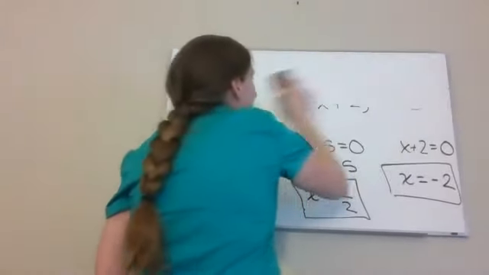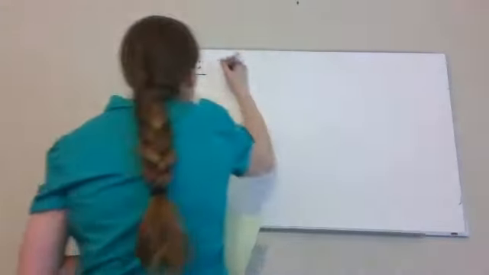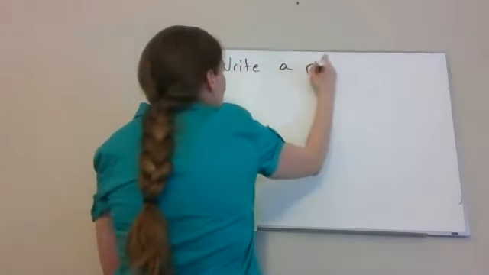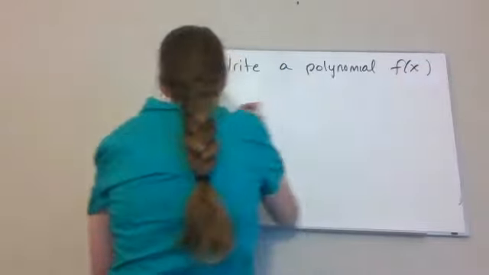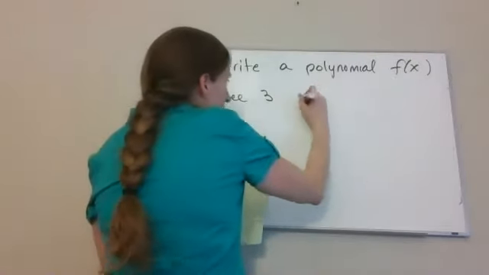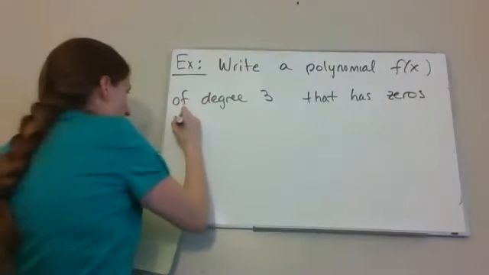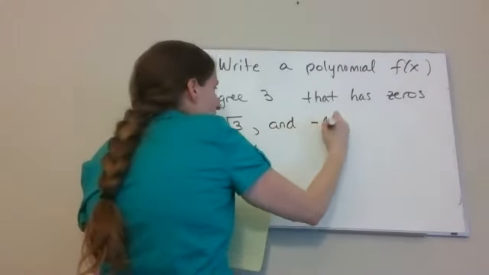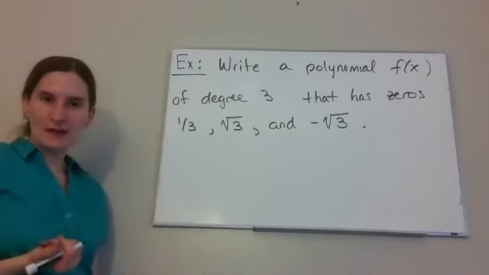All right, one last example to finish this up. We are going to create our own polynomial. So write a polynomial, f of x, of degree 3, that has zeros 1/3, square root of 3, and negative square root of 3. So all that they've given us is the zeros.